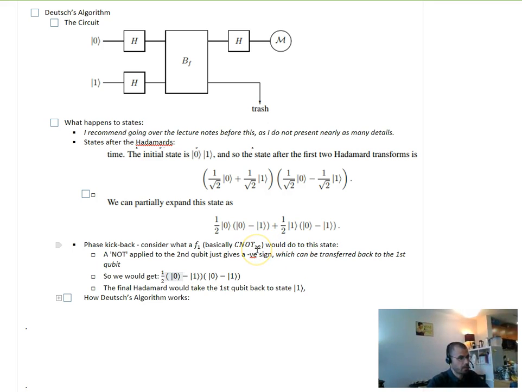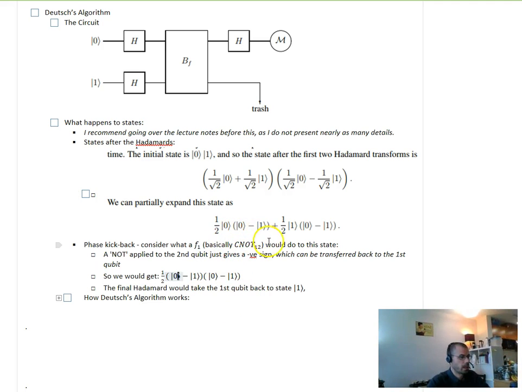Similarly, if we used F2, then we would have flipped this one instead, and we wouldn't have flipped that one. So then we would have gotten a negative here and a positive here, which is just the same as this with an extra negative out front. So the Hadamard would still take it back to state 1, but with a negative phase in front.